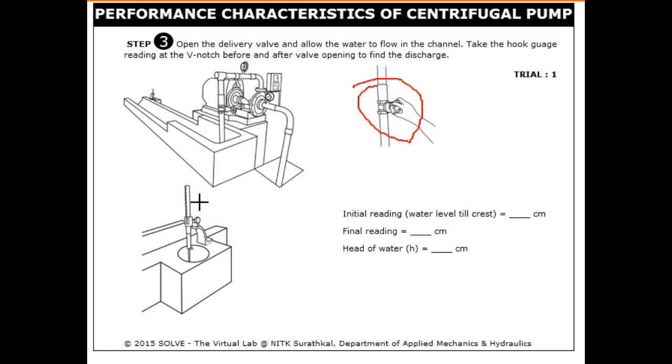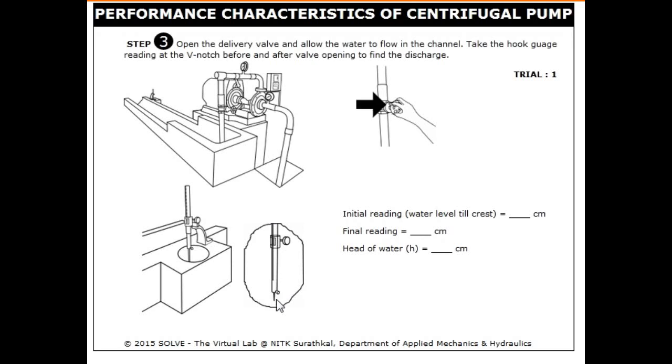Now you have to check what is the initial reading of the water. Here we will measure the water height or discharge with the help of a hook gauge. This is called a hook gauge. I will just show you. It has a center rod, which is slidable. It moves up and down. Once the water level comes, we have to connect the pointer to the surface of the water.